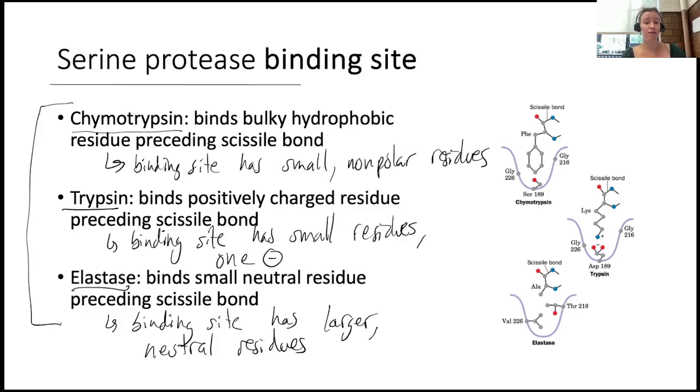And you can think to yourself, folks, what if we needed to bind a large polar amino acid? What would the binding site look like? What if we needed to bind a small negatively charged amino acid? There's all sorts of combinations that you could think through.